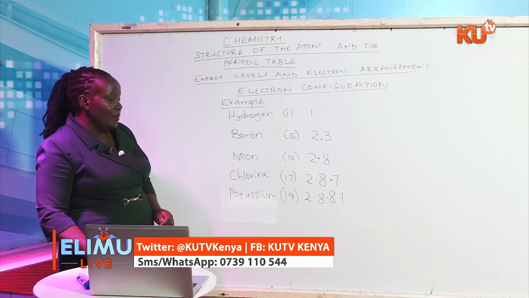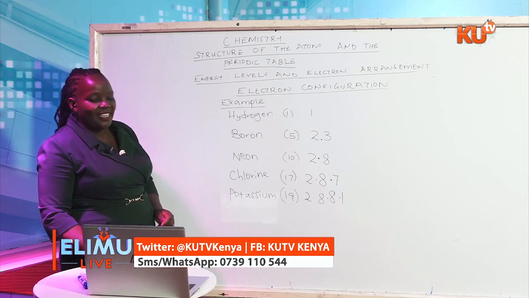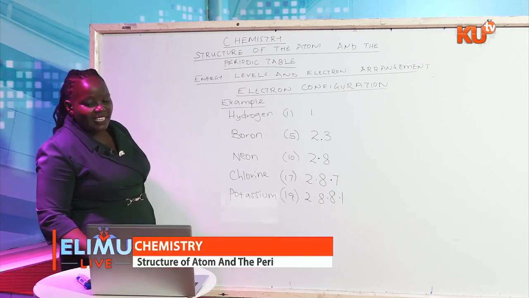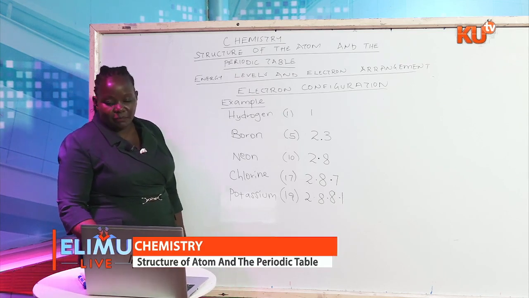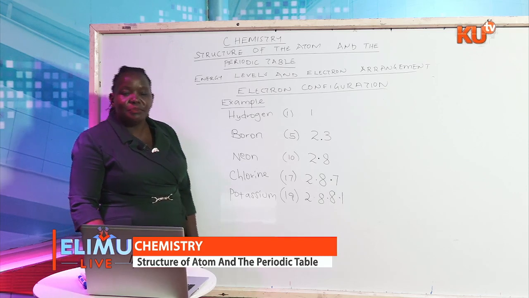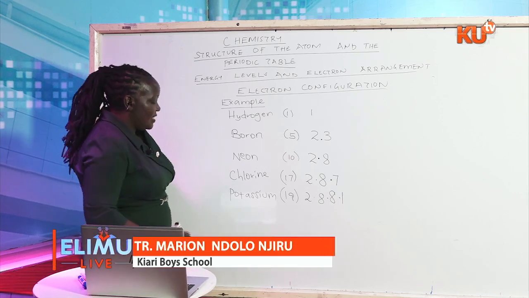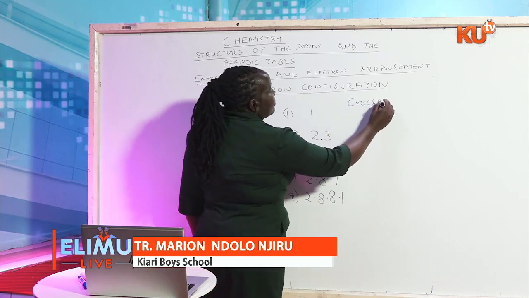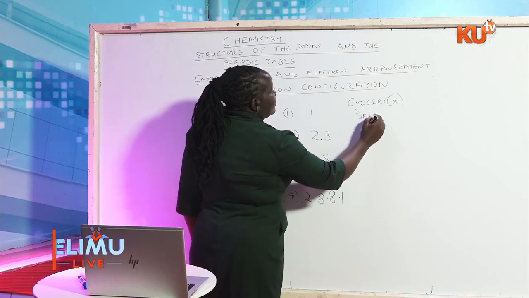Electron configuration can also be represented in a diagram. Electron arrangement can also be represented in a diagram. And when we are representing it in a diagram, then we use either crosses or dots.